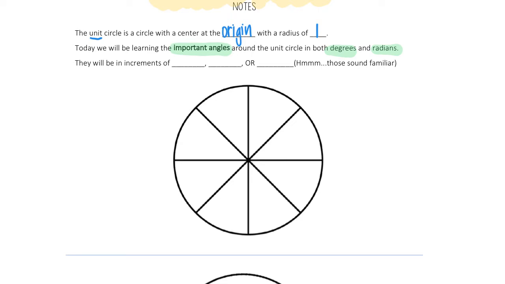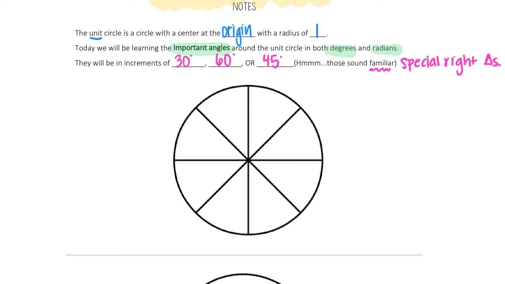One thing that's important to know is that unit circle angles, the important ones, will always be in increments of 30 degrees, 60 degrees, or 45 degrees. Those should sound familiar because of your special right triangles. And believe it or not, those special right triangles will show up later in the week.